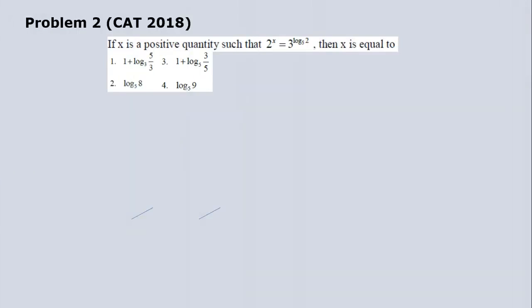This one is a slightly more difficult problem from the same test. We need to solve for x. We can start by taking log of both sides using base 2. But before I go any further, I'll encourage you to try completing the solution. Once you're ready, continue to watch how I would solve it.